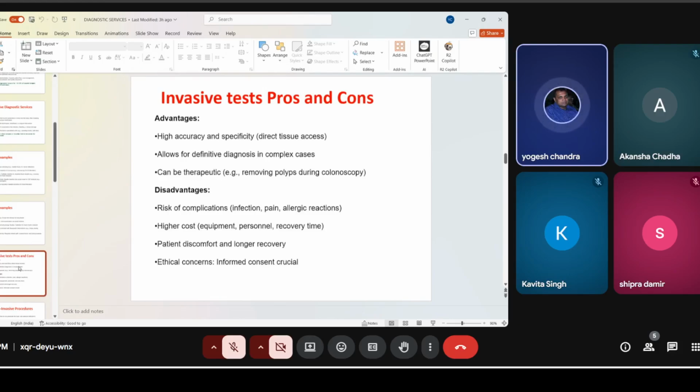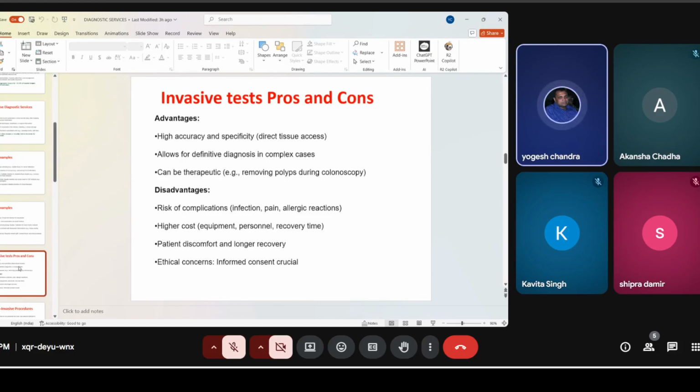And if you talk about the disadvantages, as already told, there is a higher chance of complication, infection, pain, and allergic reaction, which are more prevalent in these invasive tests. Cost is on the higher side as very sophisticated equipment and highly trained persons are required, and recovery time is more. As I told you, whenever you keep the patient for more than a period, the hospital has to incur some kind of cost. Some cost is involved, and how do you cover that cost? That is the decision of the whole hospital management team.